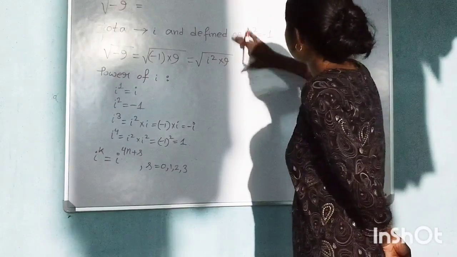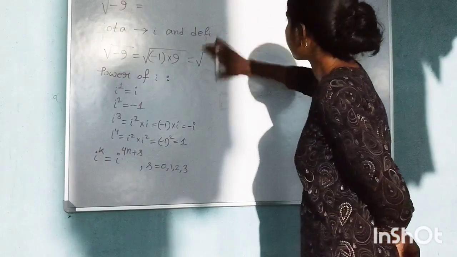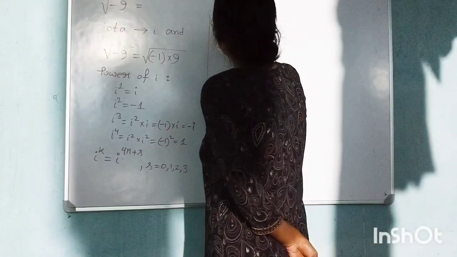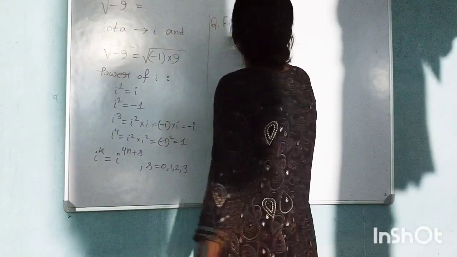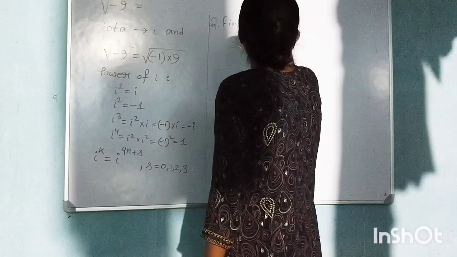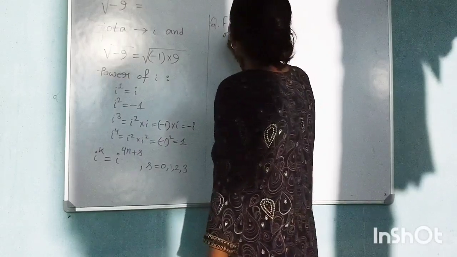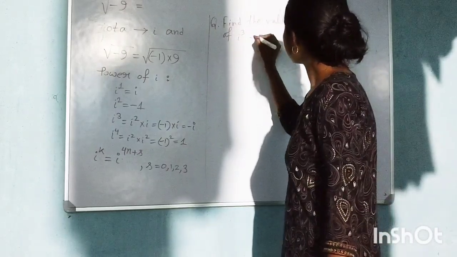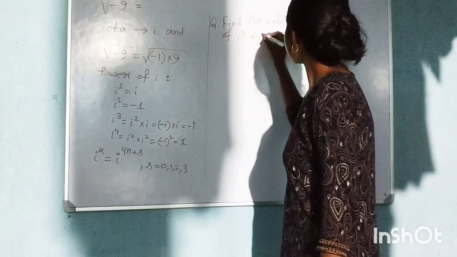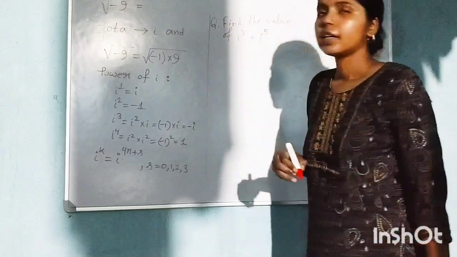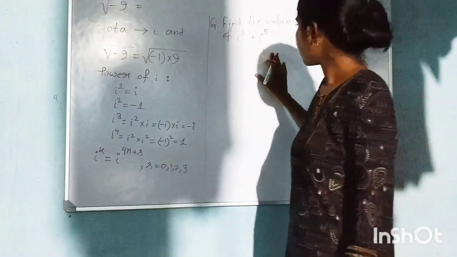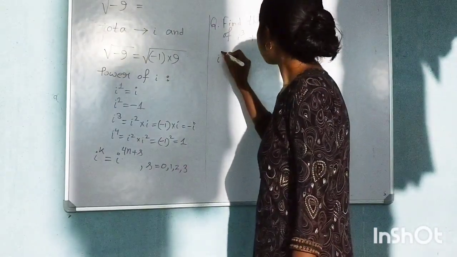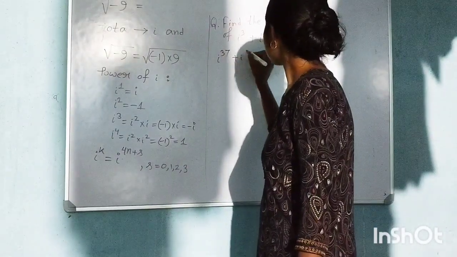So derive one expression. Find the value of i to the power 37 plus i to the power 5. Derive this expression value using this formula. i to the power 37 plus i to the power 5.